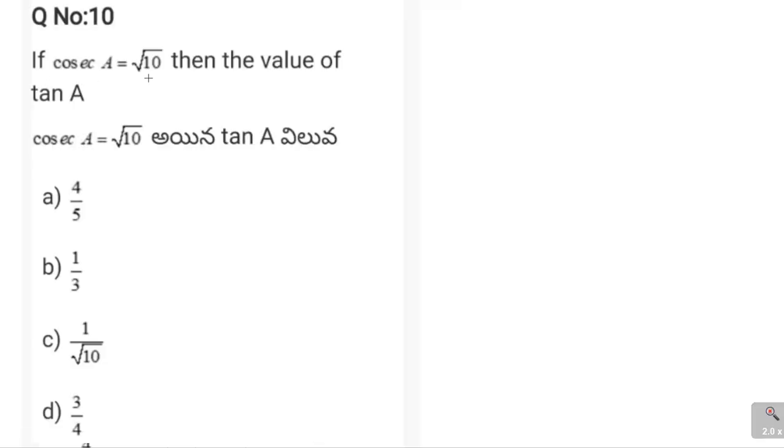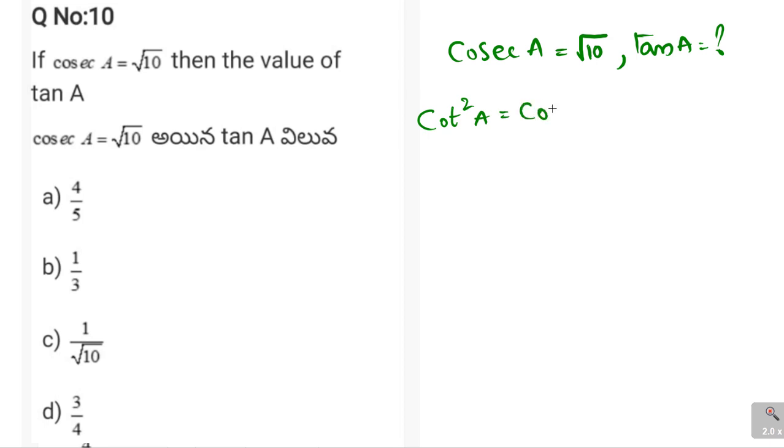If cosecant A equal to root 10, then the value of tan A. So given that cosecant A equal to root 10, we need to find out tan A equal to how much. You can do this problem in so many ways. I am using one method. Cosecant A we have. So from this we can find out cot square value. So cot square A equal to cosecant square A minus 1. So this is equal to, cosecant A is root 10, so cosecant square A means root 10 whole square, and minus 1.